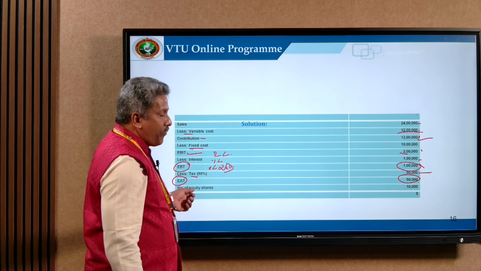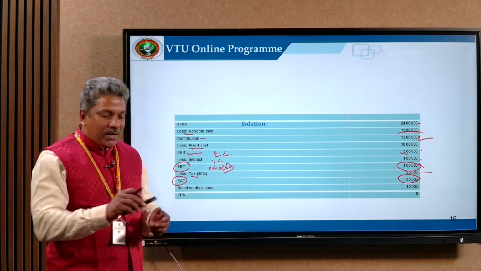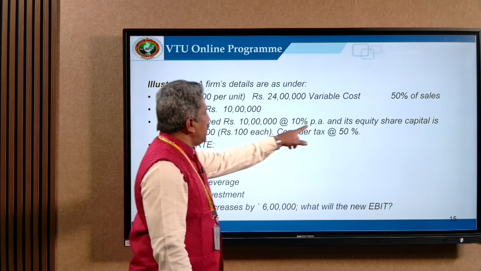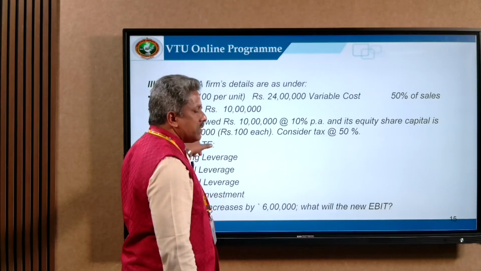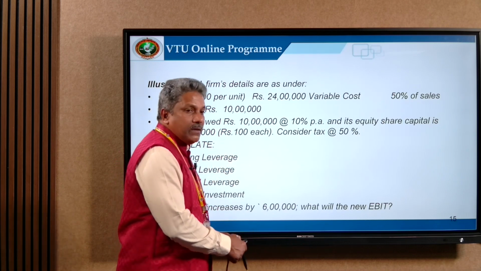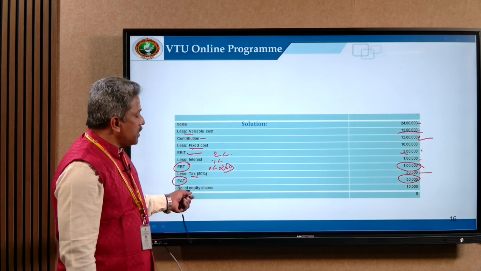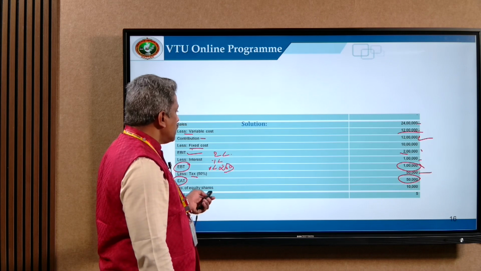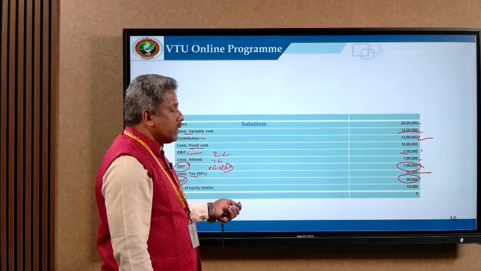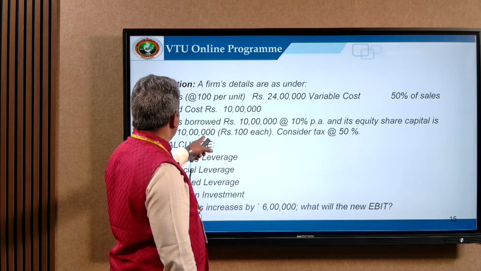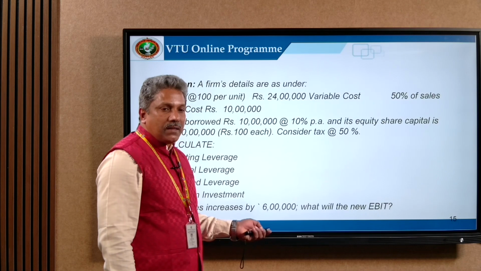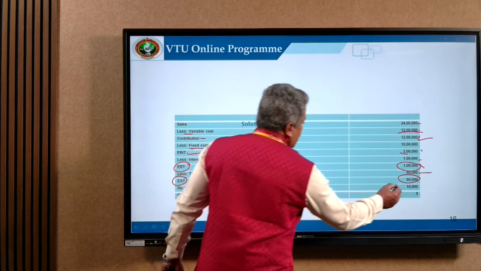Then the number of equity shares. Already mentioned how to calculate the number of equity shares. Here its equity share capital is 10 lakhs, each share costs 100 rupees. So, 10 lakhs divided by 100, that is the number of equity shares we get. So, 10 lakhs divided by 100 we get 10,000 equity shares. So, the number of equity shares is 10,000.